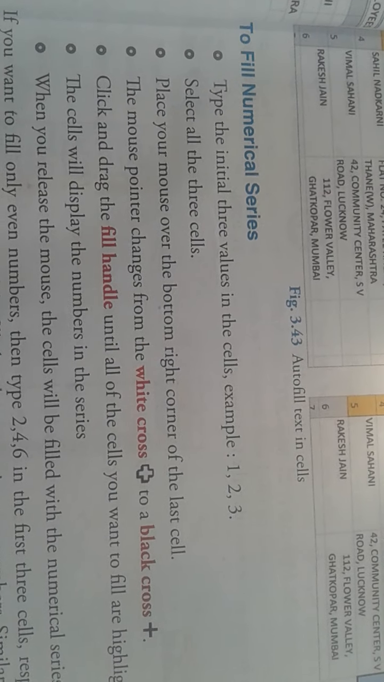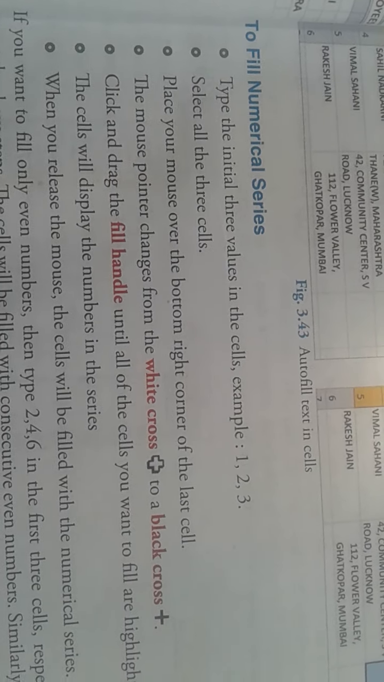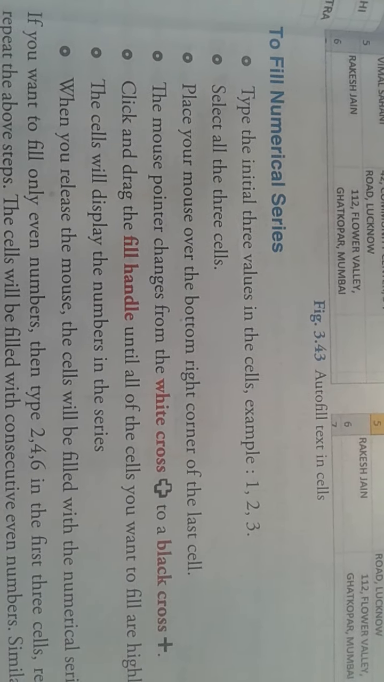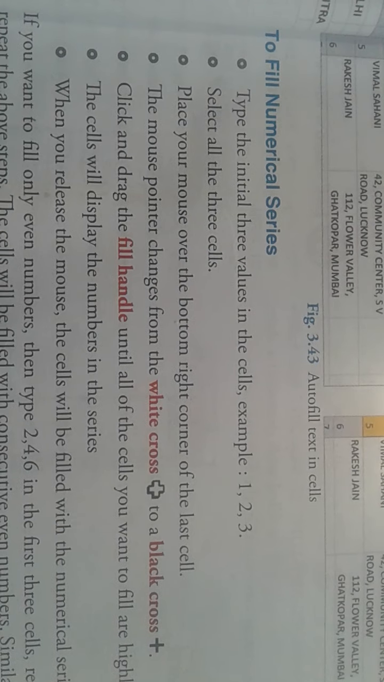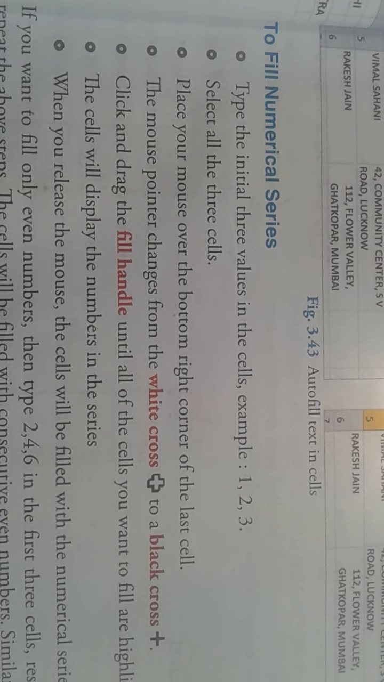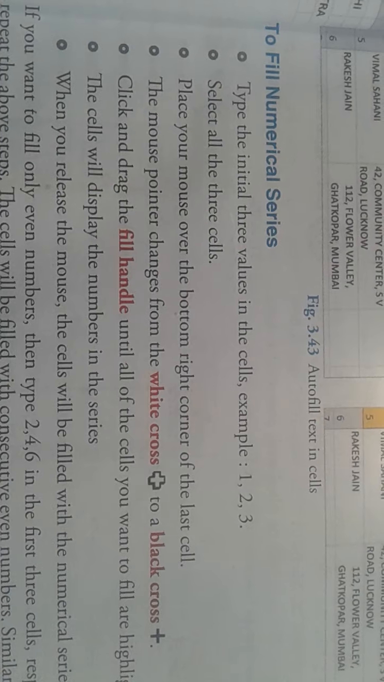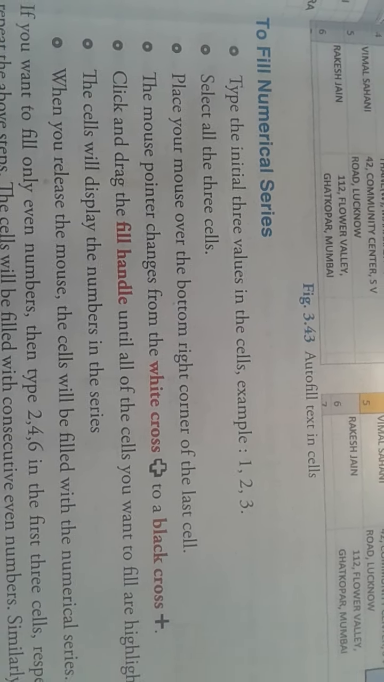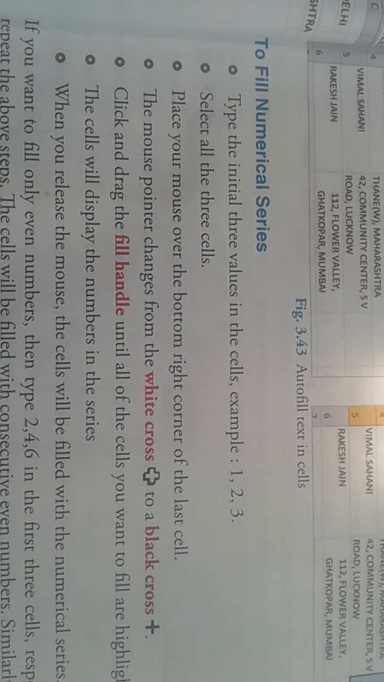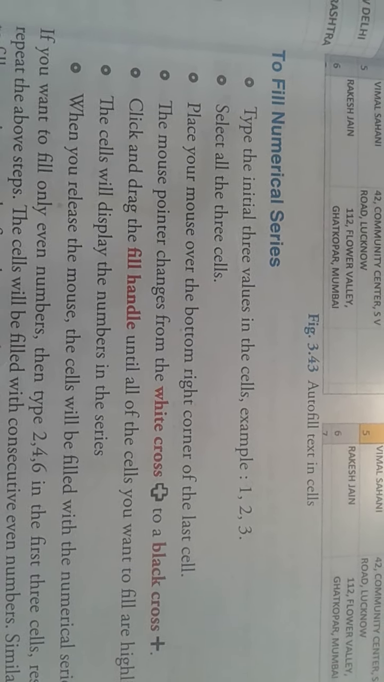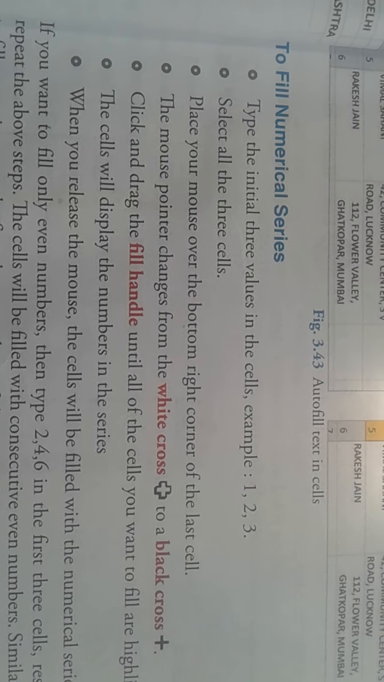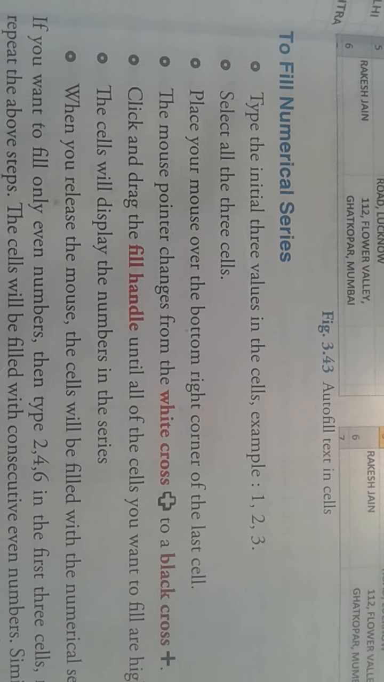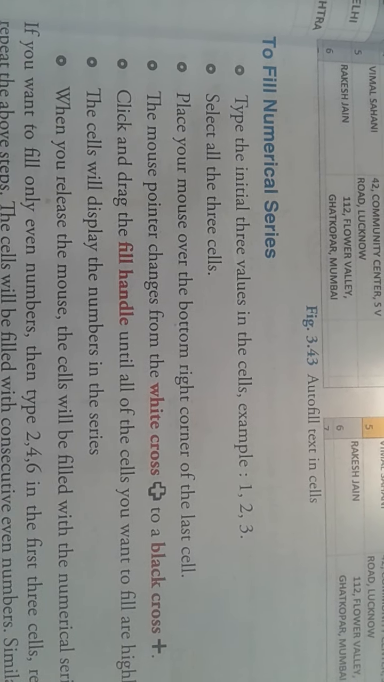To fill a numerical series. How to fill a numerical series? Before reading this, I'll tell you what you need to do. Whenever you are going to fill a numerical series, you have to write only 3 numbers, 1, 2, 3, and then select all 3 numbers. After that, drag it up to the position where you want the numbers. Automatically it gets changed. So let's read about this.